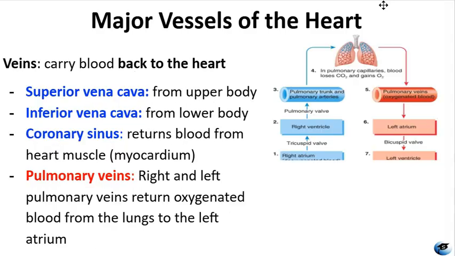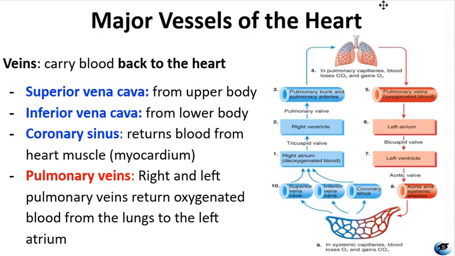The other thing we need to keep in mind are the veins. Veins are responsible for bringing blood back to the heart. The superior vena cava returns deoxygenated blood from the upper body, including the head, neck, and arms, into the right atrium. The inferior vena cava brings the deoxygenated blood from the lower body, like the legs and abdomen, also into the right atrium.